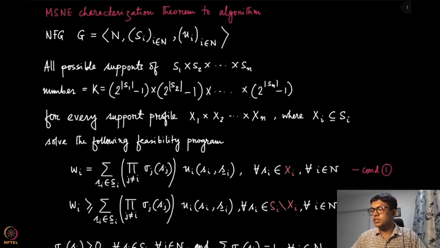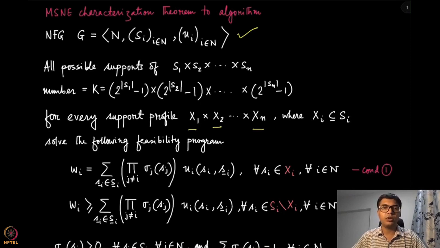So we are starting with a normal form game as given here, and the first thing that we'll have to do, because the characterization theorem is saying everything on the basis of the supports, is fix the support profile, and we'll have to iterate over all possible support profiles. That's the way this algorithm works. So suppose for player 1 the support is x1, for player 2 the support is x2. For this support profile, x1 cross x2 to xn, we are going to develop a feasibility program where the variables are the probability masses over those strategies in that support.